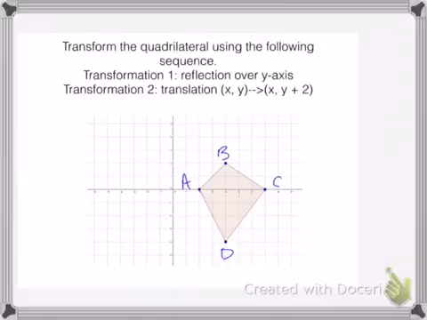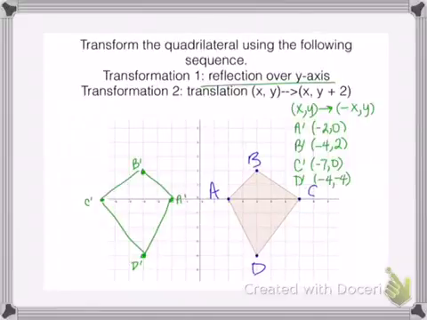Next question. The question wants us to transform the quadrilateral using the following sequences. The first transformation is to reflect over the y-axis. So when I reflect over the y-axis, I could use the rule x comma y goes to negative x comma y. And here were my coordinates, and here was my image that I made.